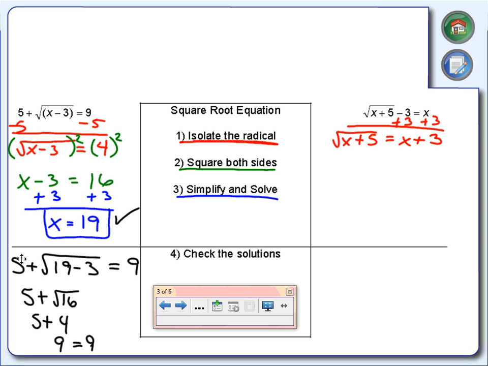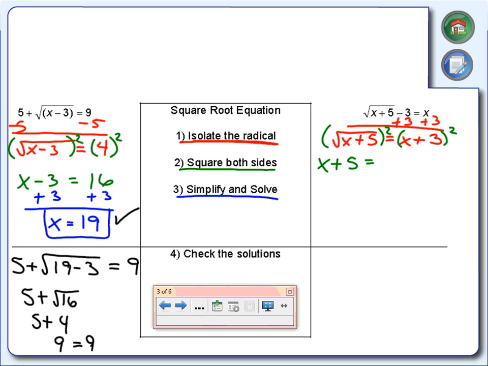The next thing is to square both sides. The opposite of the square root is to square, so we're going to square both sides. Over here, we know that the square root and the square cancel each other out, which is going to leave us with just the x plus 5. Here's where it's going to get a little tricky though. I need to square the x plus 3.